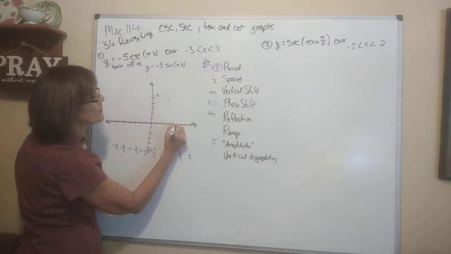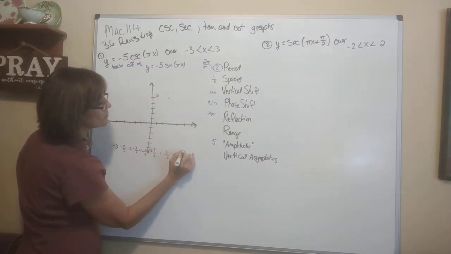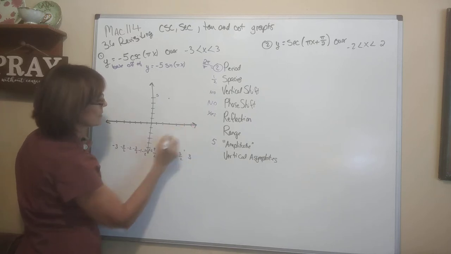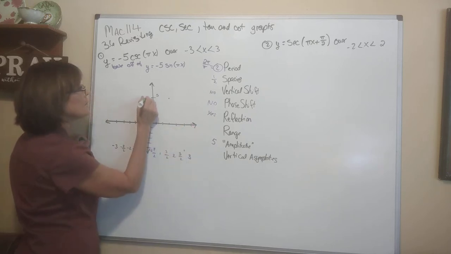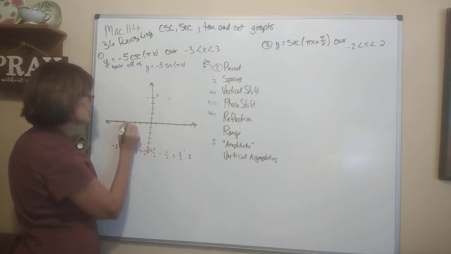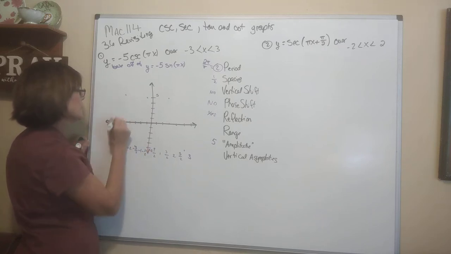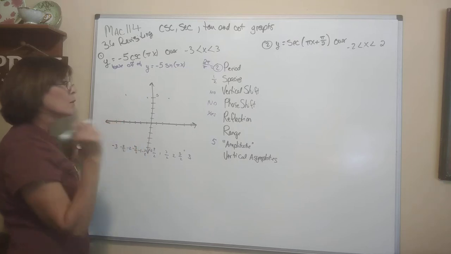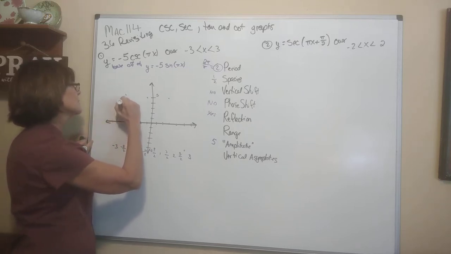And then I'm going to go middle. And then I'm going to go down to negative 5. And then I'm going to go middle. Okay. Then we're going to go here. Up. Middle. Down. Middle. Up. Middle. Okay. So what I'm going to do is I'm going to dash.